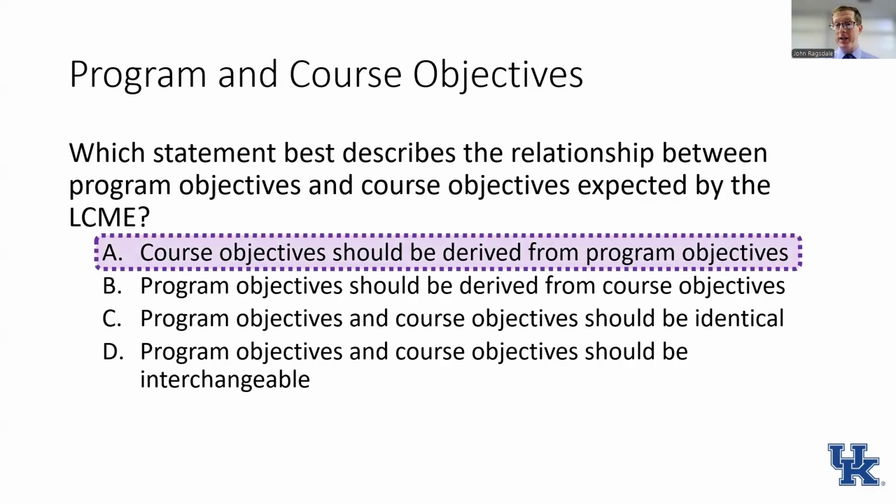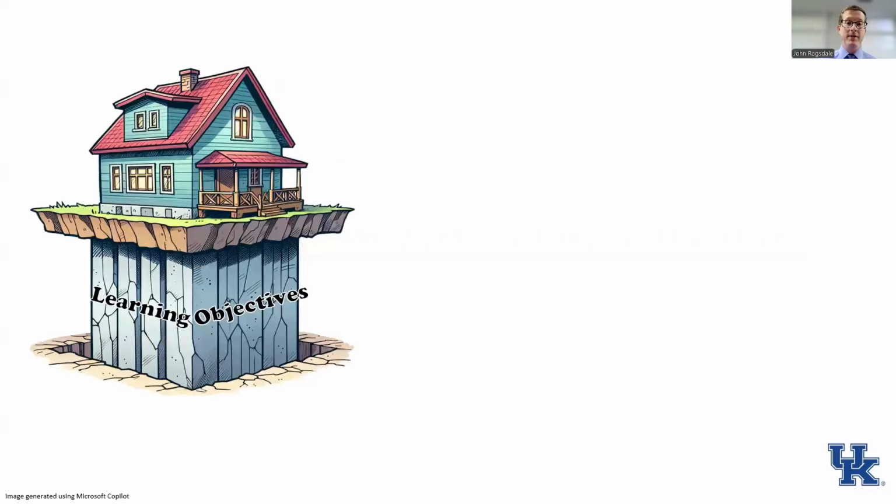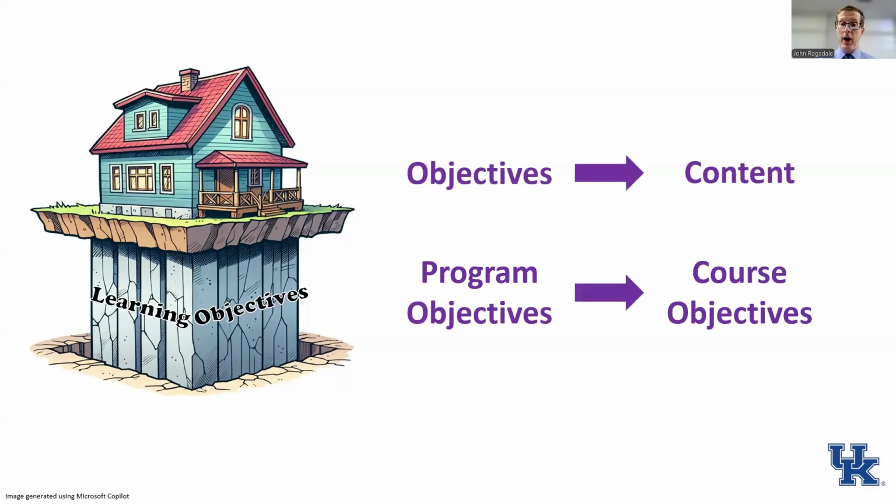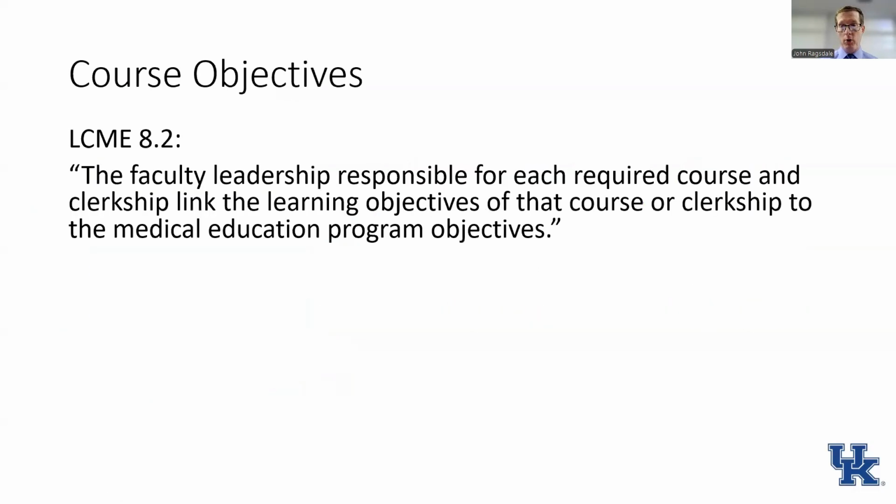Well, it's really that course objectives should be derived from program objectives. So we said that learning objectives in general are the foundations of our curriculum. Everything should be derived from the learning objectives, and we said objectives should drive the content. Well, to take that a step further, our program objectives really drive the course objectives. So the program objectives should be used to shape what the objectives are in those individual courses.